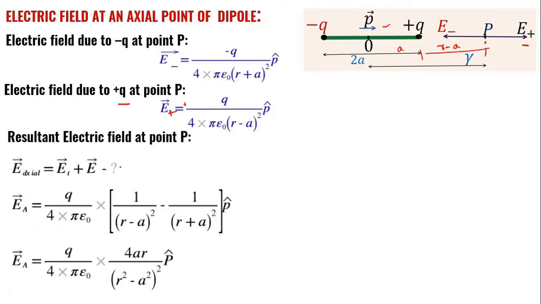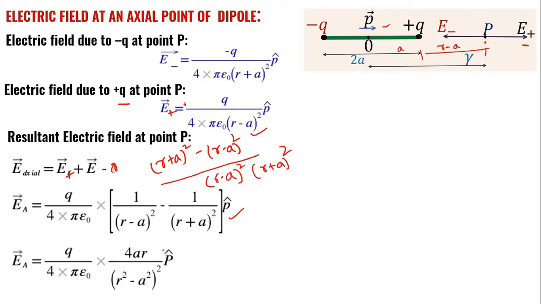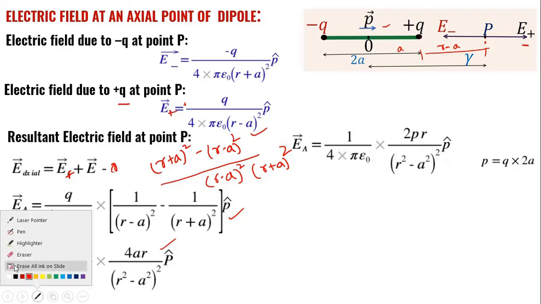So the resultant electric field at the point P will be the sum of E positive and E negative. So let us see, as they are there, we will keep their magnitude. So q upon 4 pi epsilon naught. First we are putting 1 upon r minus a whole square minus 1 upon r plus a whole square. Now if we solve this bracket term, what we get is r plus a whole square in the numerator minus r minus a whole square, upon r minus a whole square into r plus a whole square. If we solve these terms, we get that the magnitude of E axial will be 4ar.